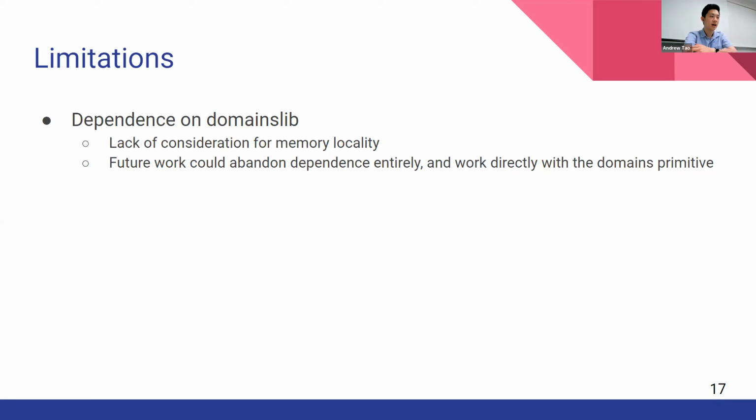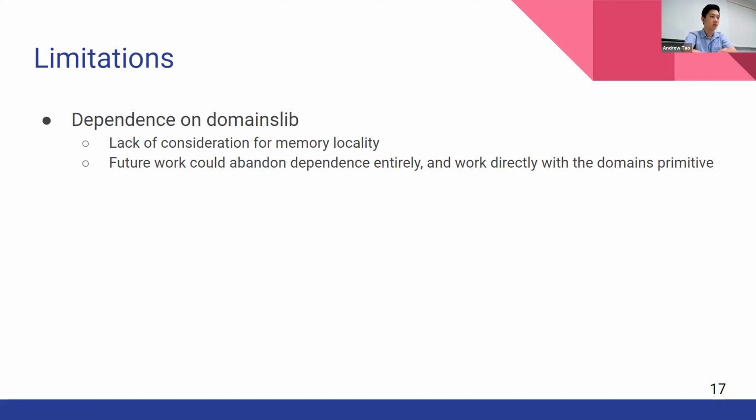Well, ideally, the domain responsible for a certain chunk of the sequence when doing a tabulate would eventually also do that same chunk using the map, for memory locality. But unfortunately, we aren't able to actually influence this with domains_lib. So it's certainly possible that future work could abandon dependence on domains_lib entirely and maybe have a more custom scheduler that is a little bit smarter with these kinds of decisions.